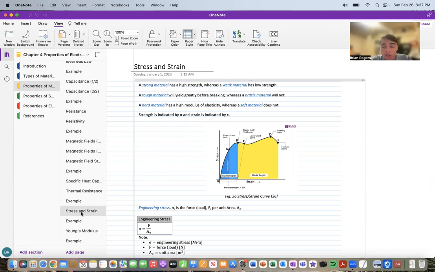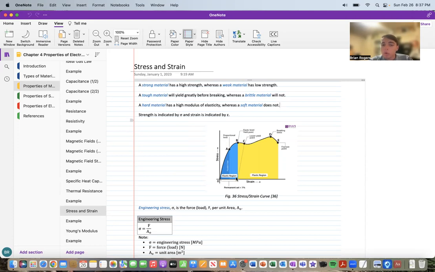Now we're going to get into stress and strain, which is very important in terms of materials. So when we're talking about materials, a strong material has high strength, whereas a weak material has low strength. A tough material can take a lot before breaking, so it can yield a lot, where a brittle material will not. It will break pretty easily. A hard material has a high modulus of elasticity, where a soft material doesn't. And so we're going to look at how strength is going to be depicted in this graph.